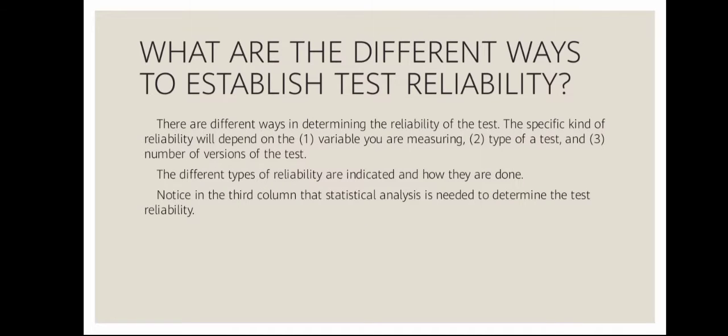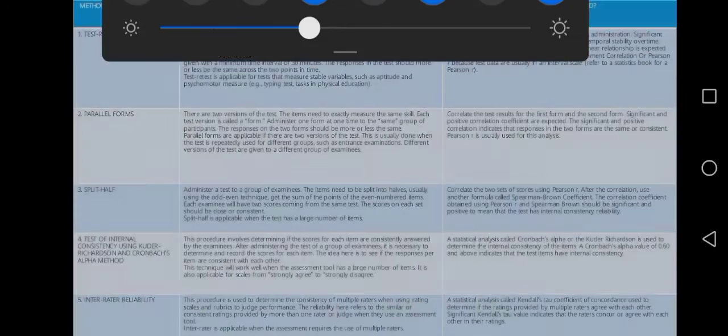What are the different ways to establish test reliability? There are different ways in determining the reliability of the test. The specific kind of reliability will depend on, first, the variable you are measuring, second, the type of test, and third, the number of versions of the test. The different types of reliability are indicated and how they are done. Notice in the third column that statistical analysis is needed to determine the test reliability.